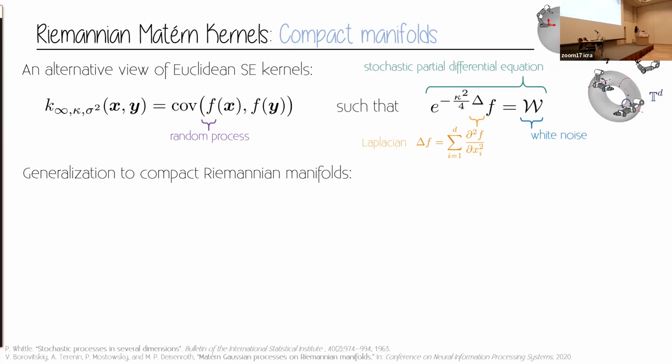So we want to generalize this to compact Riemannian manifolds. This is the case where we have the sphere, the torus, and SO, for instance. We can generalize this equation in the following way, where we replace the white noise by the white noise with respect to the Riemannian metric. So you see, we see again here this Riemannian metric. It always comes. It really defines everything, right?